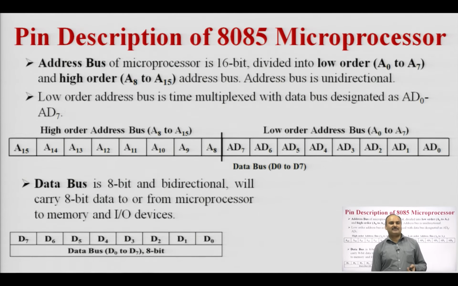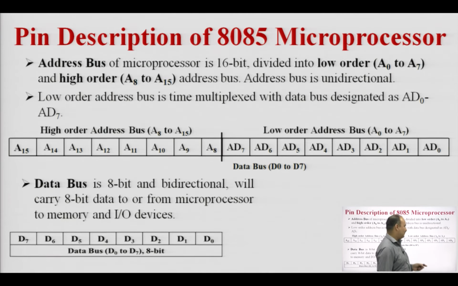Now, see the address bus and data bus. In the 8085 microprocessor we have a 16-bit address bus. These bus lines are designated from A0 to A15. The 16-bit address bus is divided into two groups, the low order address bus and the high order address bus. But to reduce the number of pins of the 8085 microprocessor, the low order address bus A0 to A7 is time multiplexed with the data bus.